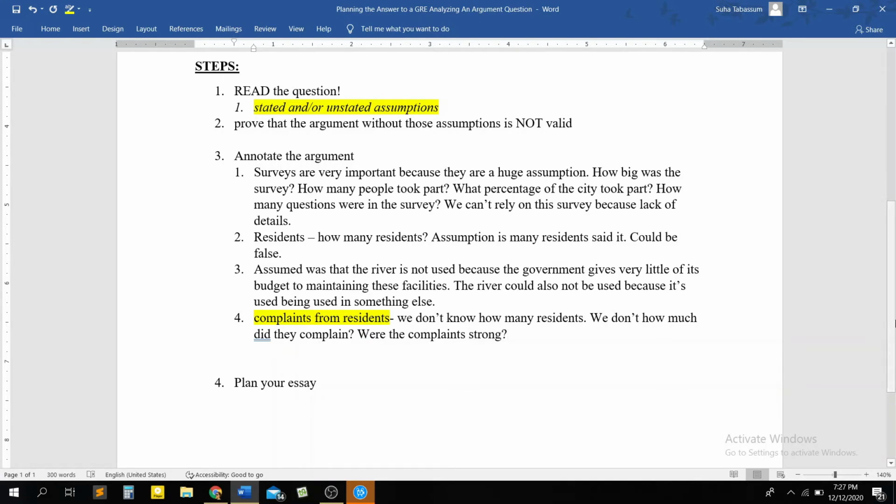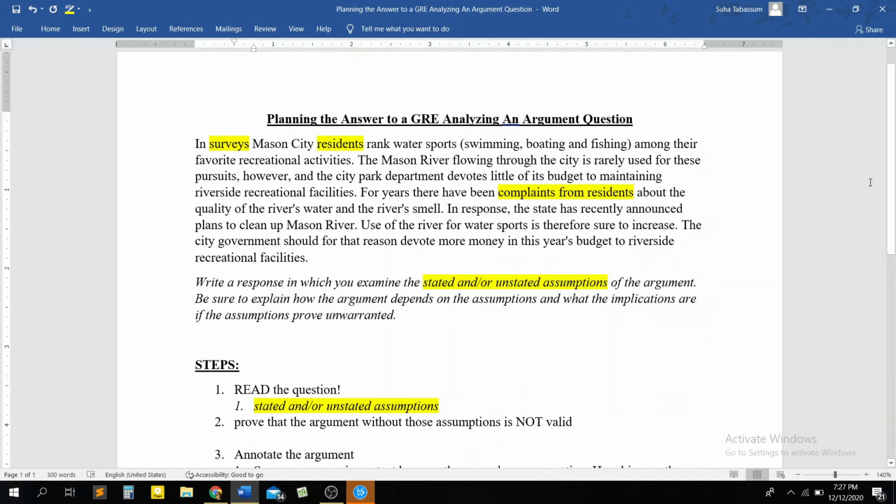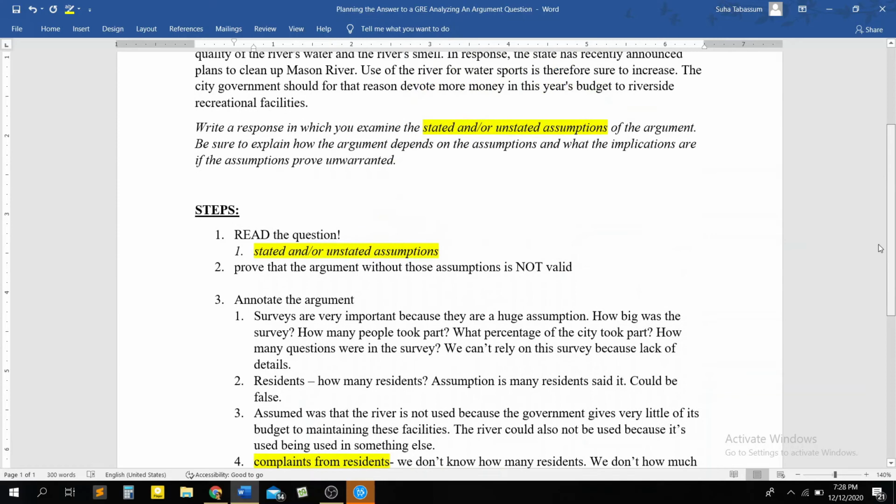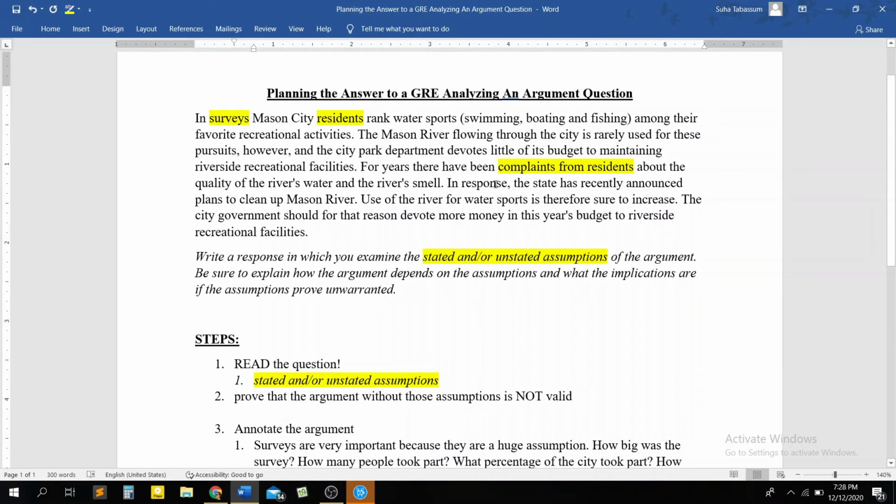So if the person who wrote this argument just took the opinion of a single person who said, oh, I don't like the river, it smells, and the city actually has 20,000, 30,000 residents who don't complain about the river, then this point here, for years there have been complaints from residents, is invalid. So again, I took a bit from the passage and I found a reason which could make it invalid. Let's move on. In response, the state has recently announced plans to clean up Mason River. Use of the river for water sports is therefore sure to increase.